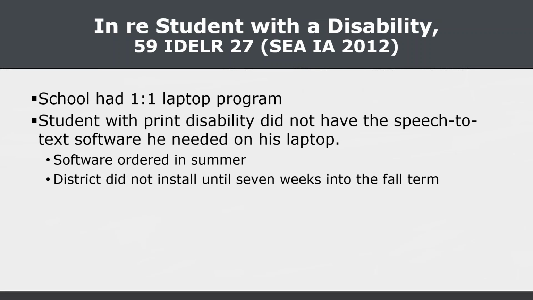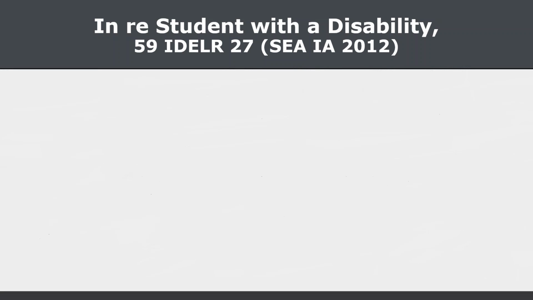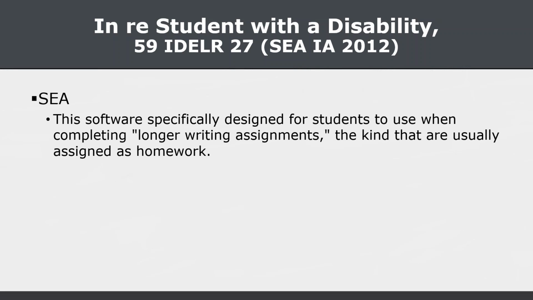The school district ordered the software in the summer, but they didn't install it until 7 full weeks, almost the entire first quarter of the fall term. The parents filed a complaint with the State Department of Education. The school district said the student has access to assistive technology on the classroom-based computers. He just doesn't have it on the laptop that he gets to take home. So when everybody else opens up their laptop at their desk, he could scooch over and go to the computer that's right there in the classroom. He just can't take it home, which was sort of like, nice try, school, but no cigar. The state education agency said that the reason the IEP team had said the student needed the software is because he needs it for longer writing assignments.